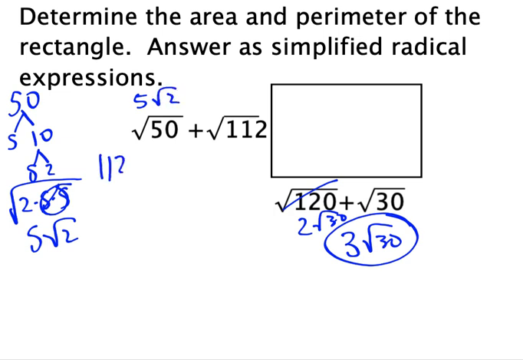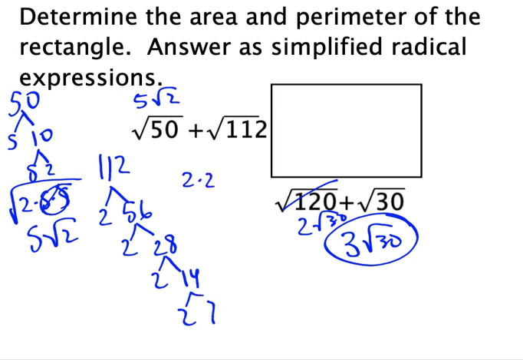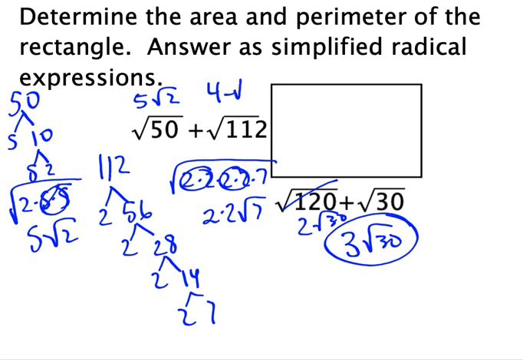The 112 is 2 times, what would that be, 56? 56 is 2 times 28. This is 2 times 14, 2 times 7. That goes down quite a ways. Four 2's and a 7. 2 times 2 times 2 times 2 times 7. We can take out a couple of 2's, and we're left with a 7 inside. So that is 4 times the square root of 7.